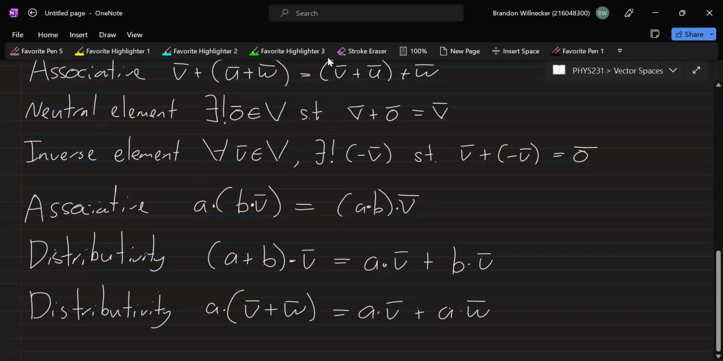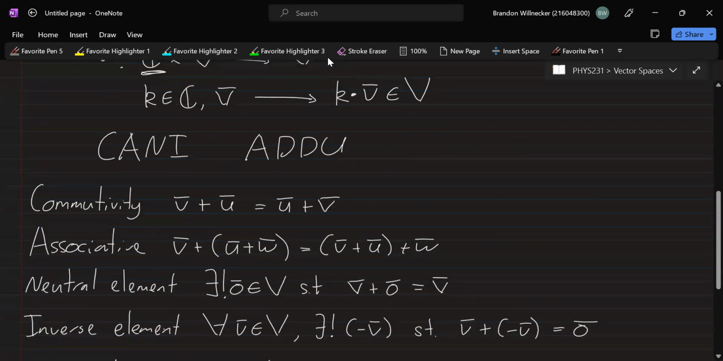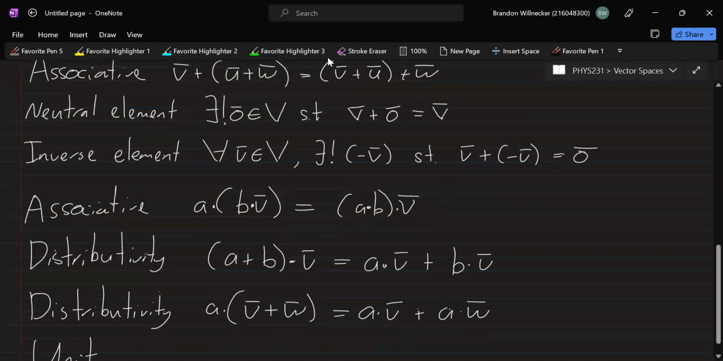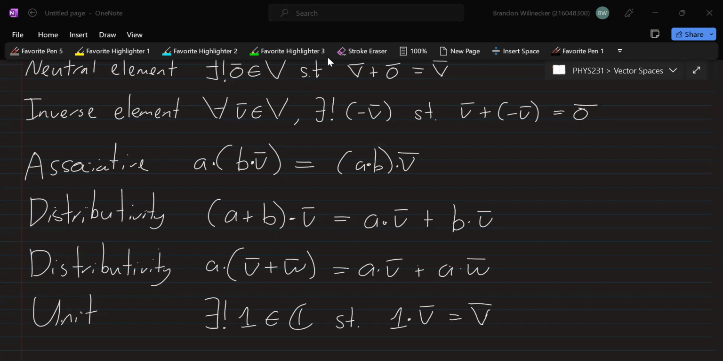And then the last one, the U, that stands for unit. This just means that out of this underlying field, in this case the complex numbers, there exists a unique unit we call 1. In terms of the complex numbers, that's the standard 1, such that 1 times the vector is just the vector. If you scale by a unit amount, then you're not really scaling at all, so we should get back the vector. So these are all the properties or axioms of a general vector space.